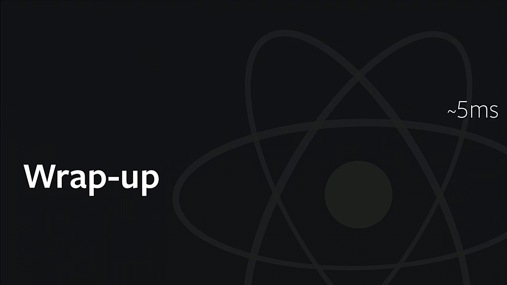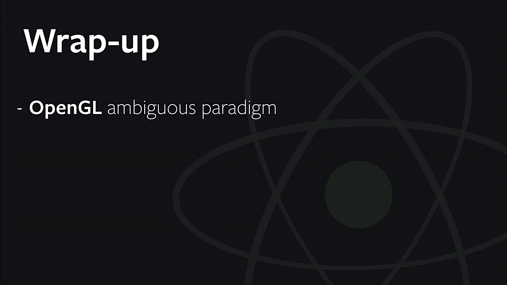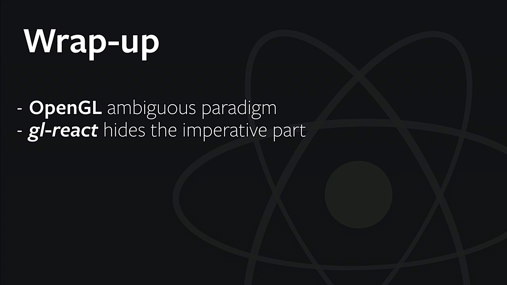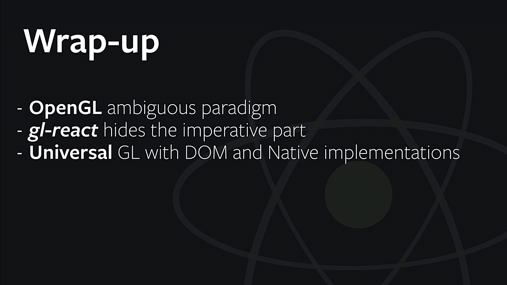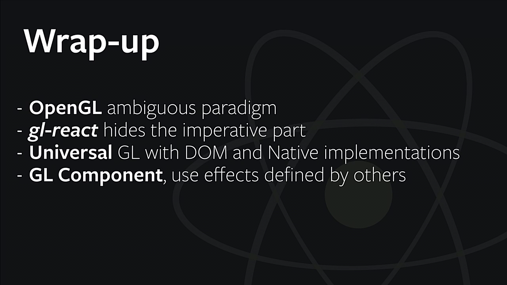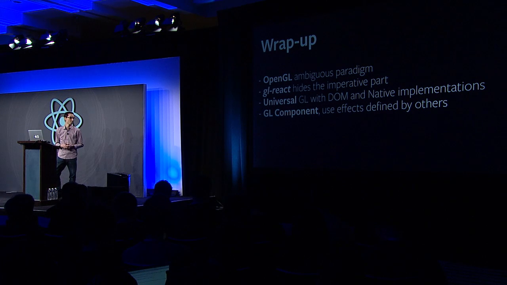OK, let me wrap up a bit. So OpenGL, I like to say it's an ambiguous paradigm. Why I say that is because it's a low-level, imperative-style, stateful API, but it also has really interesting functional bricks. And the idea here is that we want to hide the imperative parts and just keep the functional parts. So you can implement universal GL effects. And what's interesting also is that you can let people define these crazy shader things and expose them on NPM, and then you can just use them and compose them. Everyone knows how to compose things.